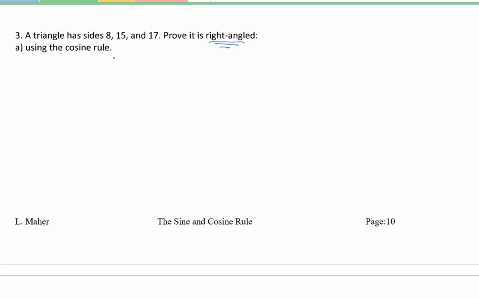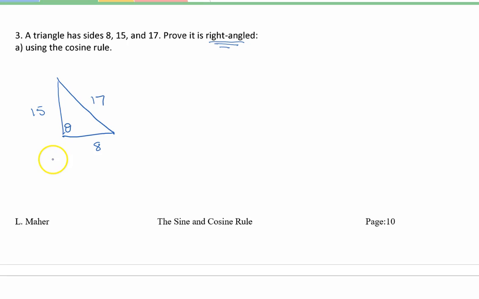Now, if we know this particular feature about a triangle, which is the biggest angle is always opposite the longest side, then we know which angle to target. So a triangle has sides 8, 15 and 17. This is the angle, and I'll call it theta for now. We want to show that theta would be 90 degrees.